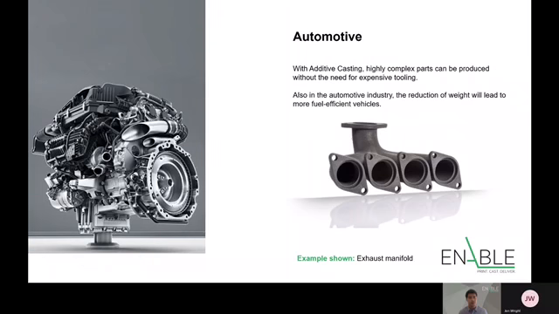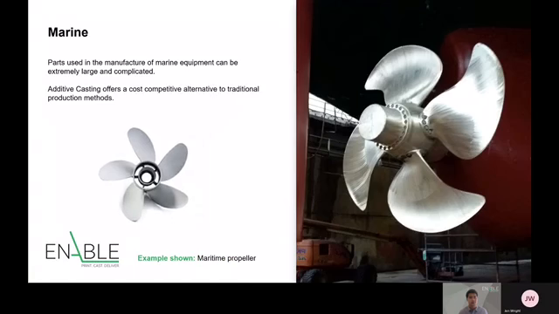The automotive industry can enjoy the same lightweighting and certification benefits as the aerospace industry, leading to much more fuel-efficient vehicles. And thanks to the scalability of additive casting, these fuel-efficient vehicles can be transitioned from prototypes to volume production faster and much more cost-effectively. The marine sector has been largely untapped by additive manufacturing due to the size of components and the certifications required. Additive casting can offer a cost-competitive alternative to traditional manufacturing methods using existing industrial standards specialized for the marine sector.